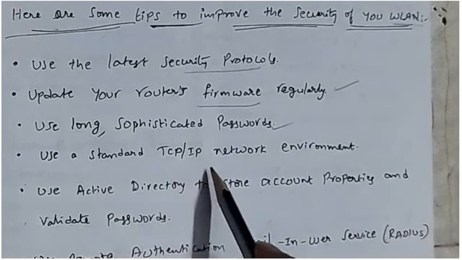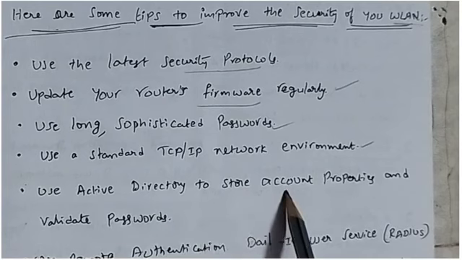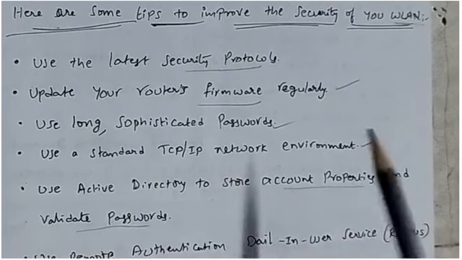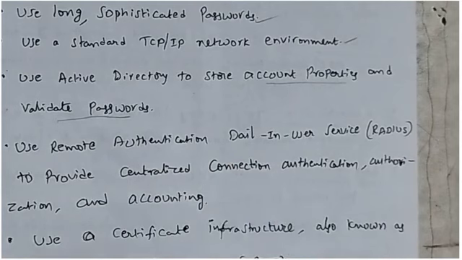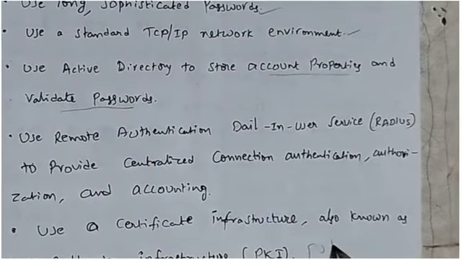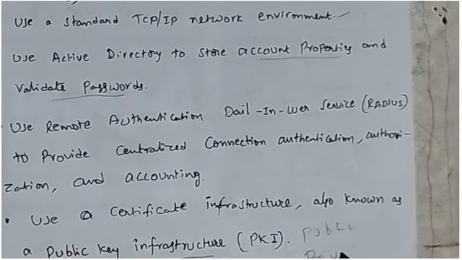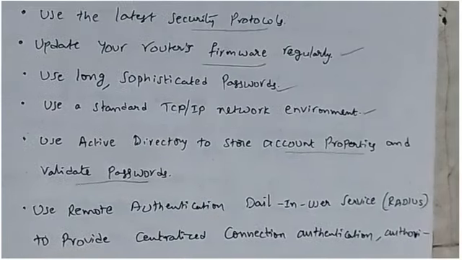Use a standard TCP/IP network environment, and use Active Directory to store the account properties and validate the passwords. And one more thing is to use Remote Authentication Dial-In User Service, RADIUS. We can also use certificate infrastructure, also known as public key infrastructure. We have to use multiple keys: the first one is the public key, the second one is the private key. These are the steps to provide wireless LAN security.